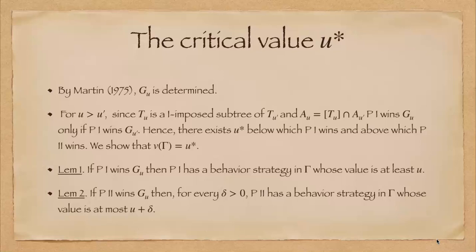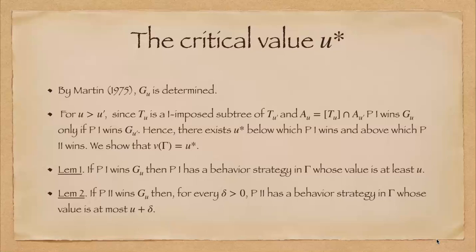So I'm going to show you that u* is the value of the original game, of gamma, the Blackwell game. And in order to do that, I have to prove two lemmas. The first lemma says that if player 1 wins G_u, then player 1 has a behavior strategy in gamma, in the Blackwell game, whose value is at least u. So when I'm below the critical u*, player 1 wins not only in G_u, but also has a strategy in gamma that gives player 1 at least u.